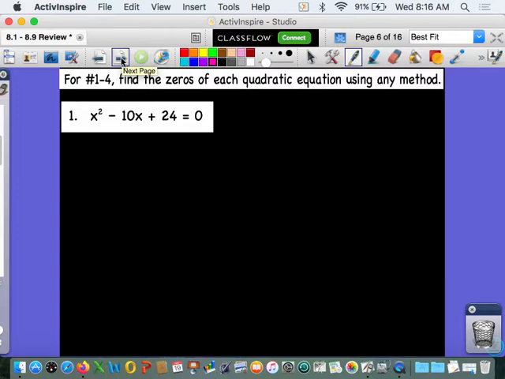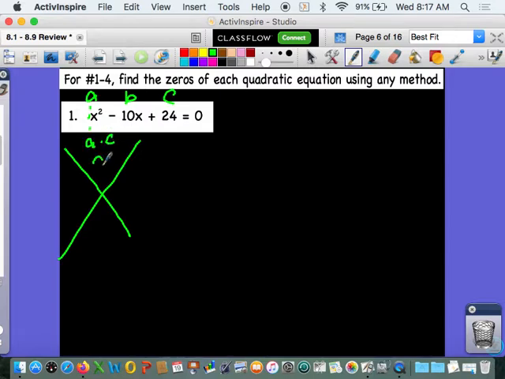Numbers 1 through 4: find the zeros of each quadratic equation using any method. Okay? What method should we use for number 1? Factoring. Could I use the quadratic formula? Yes. The quadratic formula will always work. All right? So factoring. Use your X or your snowflake method. What's your A value? Just understood 1. What's your B? Negative 10. What's your C? Okay?